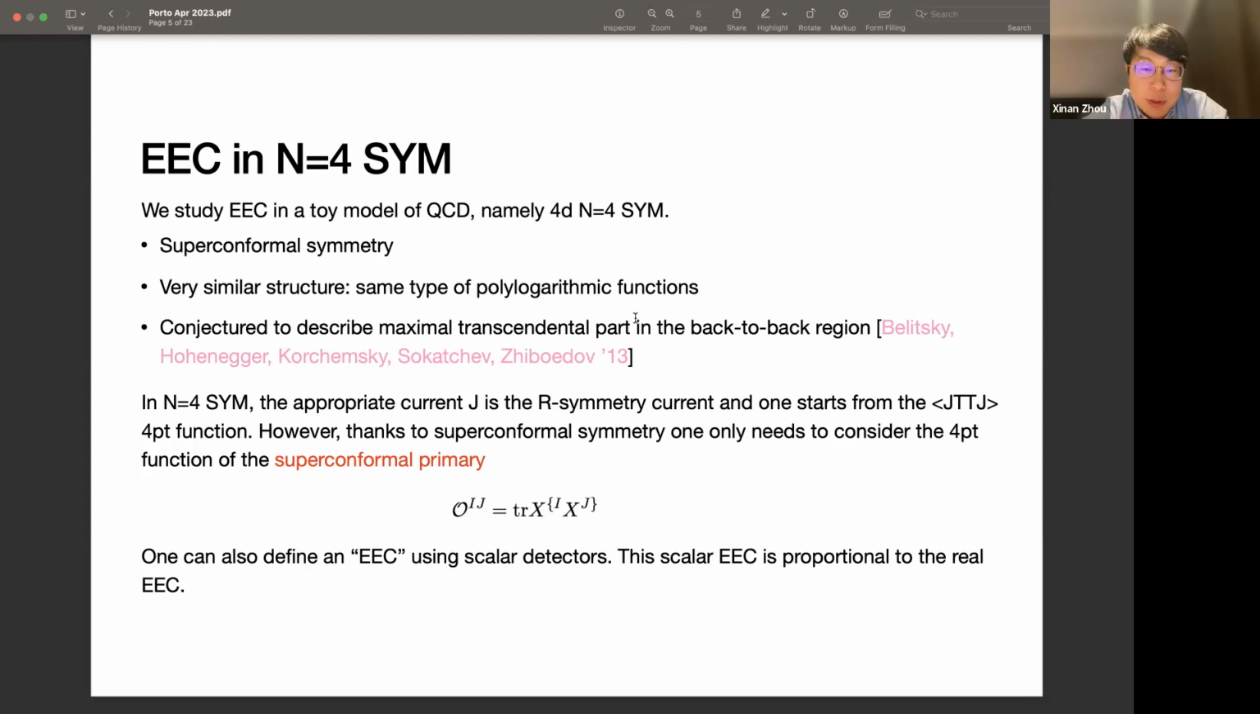So one use of this fact is that you can compute these objects in this more simplified theory of N=4 super Yang-Mills, and then you have a basis of functions which you can use in QCD to try to bootstrap the EEC there. Also, there is a conjecture by Belitsky and collaborators that the EEC in the back-to-back region, where chi goes to pi, which we compute for N=4 super Yang-Mills, describes the maximal transcendental part in QCD. So these are the motivations for considering the EEC in 4D N=4 super Yang-Mills.